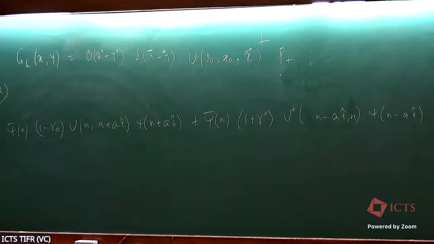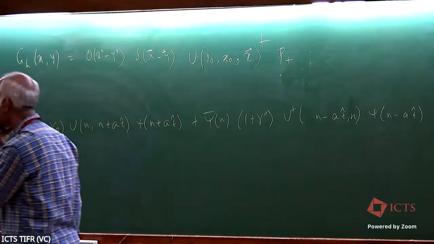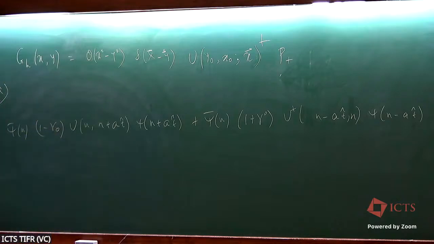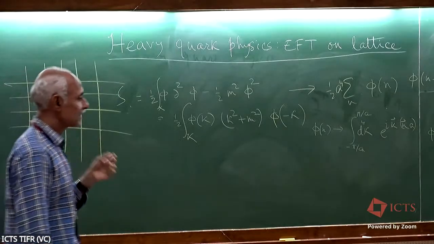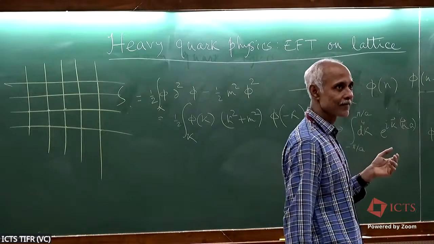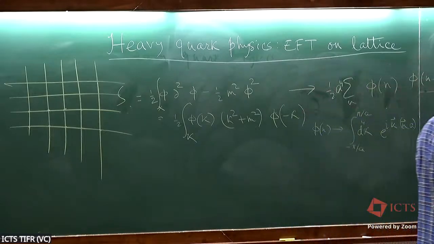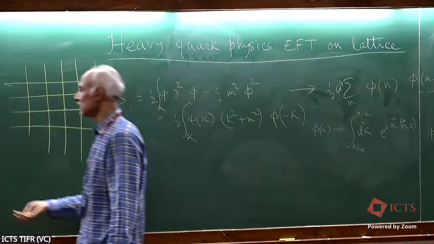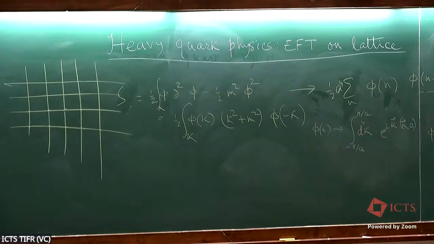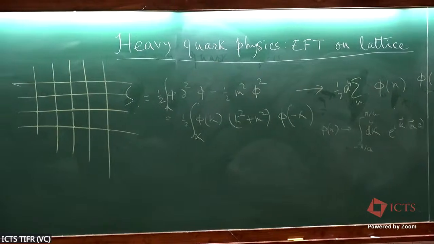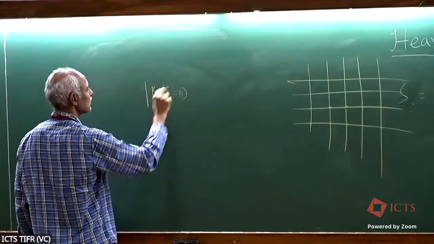Okay. Maybe I should have said why I am doing all this. Let us say the motivation is something like what Rishi was saying in the morning. I want to calculate FB from the lattice. What is FB? Well, if you have a B meson, a pseudoscalar B, let's say at zero momentum.